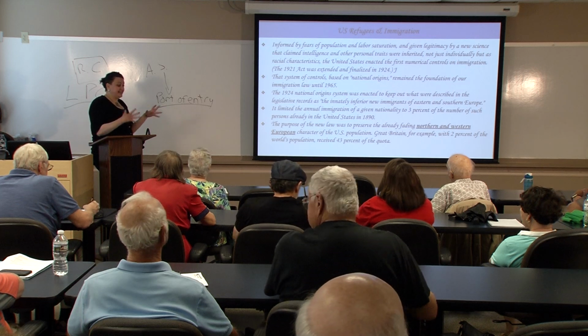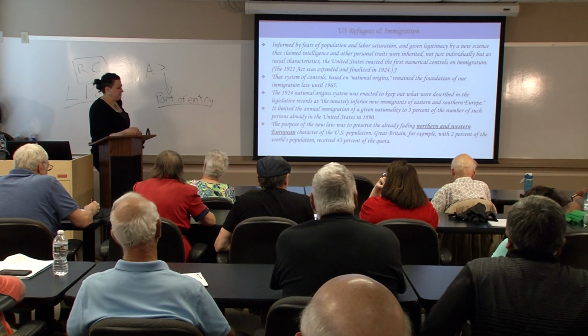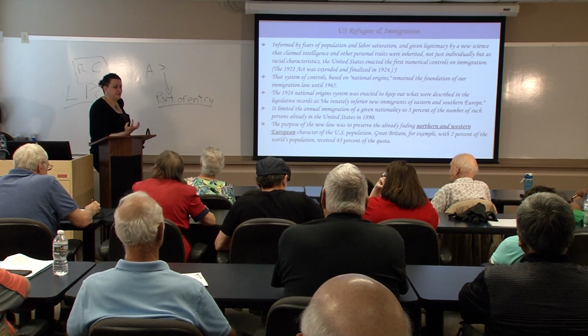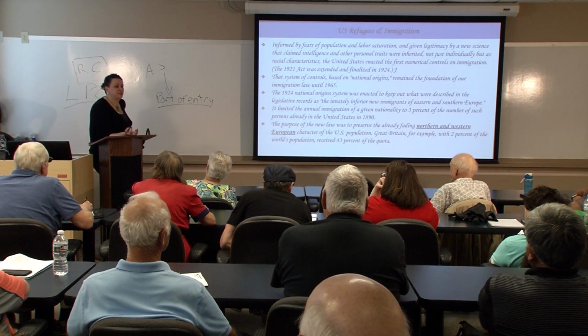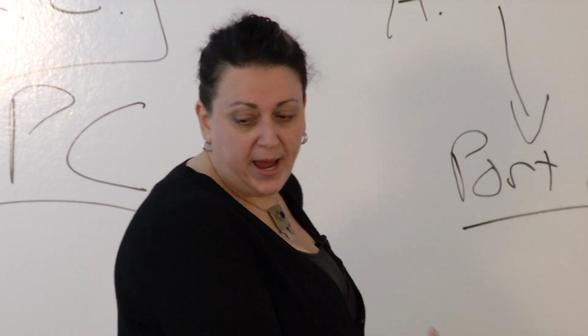But so this sort of beginnings of restriction that happened at the end of the 19th century turns into a whole movement towards restriction in 1921 and 1924, where immigration was determined by national origins, right?